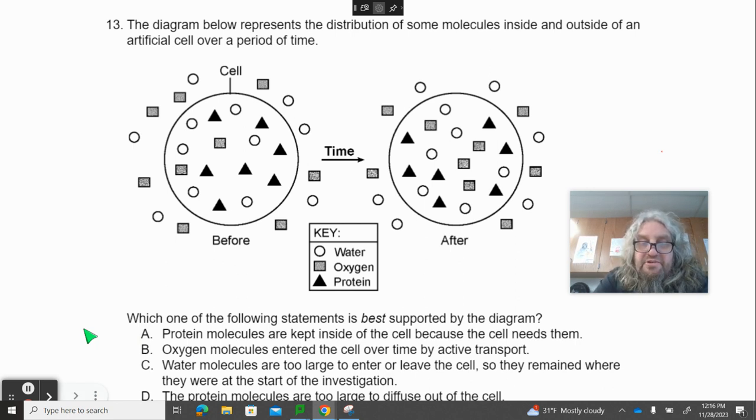A, protein molecules are kept inside of the cell because the cell needs them. B, oxygen molecules entered the cell over time by active transport. C, water molecules are too large to enter or leave the cell, so they remained where they were at the start of the investigation. D, the protein molecules are too large to diffuse out of the cell.